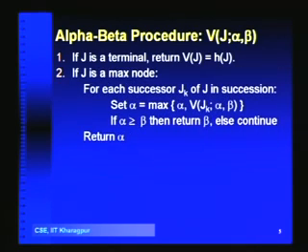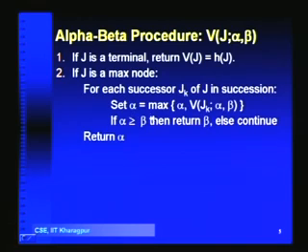If j is a max node, then for each successor jk of j in succession, we set alpha as the maximum of the existing alpha which it has inherited from its parent. See, this is a recursive procedure. So, the alpha that you are getting is coming from your parent, right, and what is the definition of the alpha value?